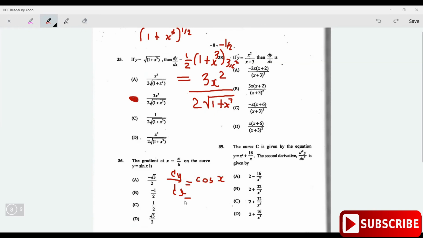Now you need to plug in x as pi by 6. Plugging in x as pi by 6, you get the cos of pi by 6 or the cos of 30. The cos of 30 is root 3 over 2. As we plug x as pi by 6 right here, root 3 over 2.